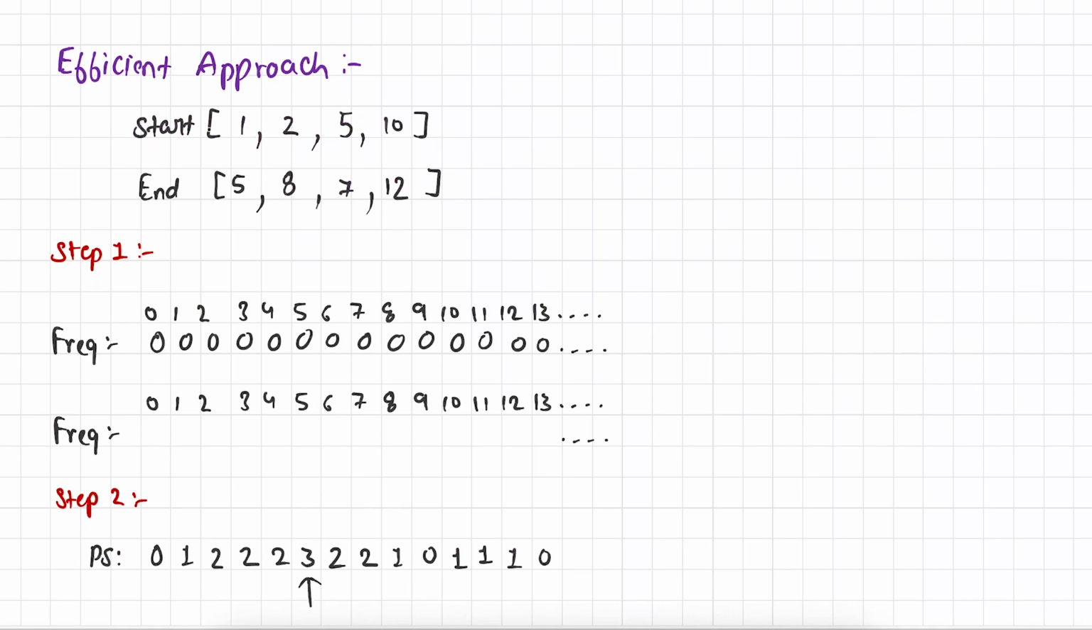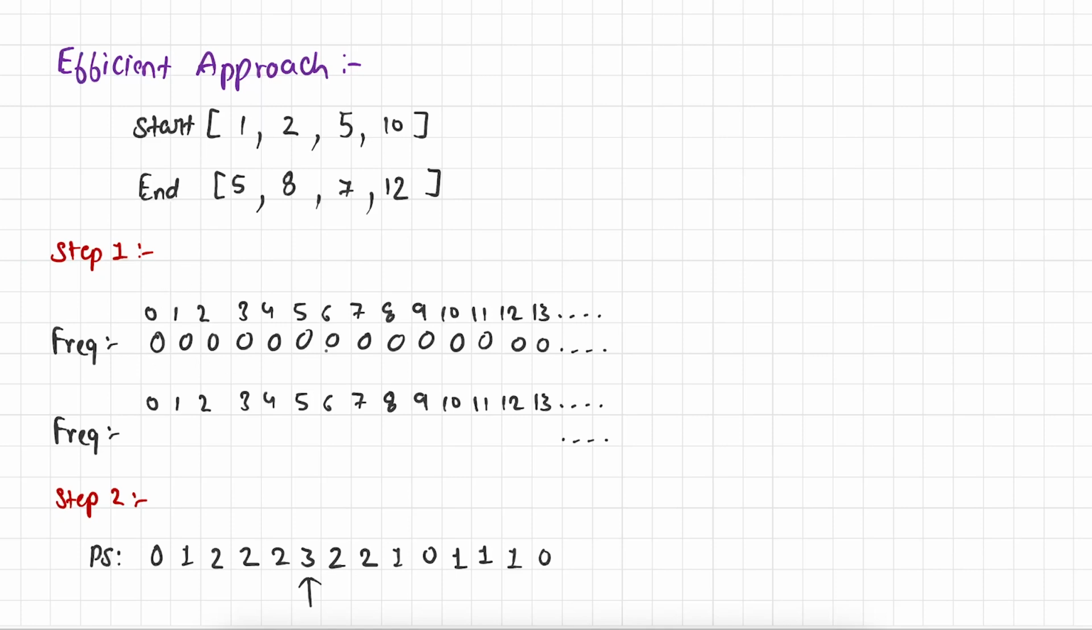So this is our given array, okay? Now in this approach, the first step is to create the frequency array, similar to the previous approach, and initialize all the elements with 0. This is our first step. Now in the second step, instead of traversing all the elements of the range, we just have to mark the beginning and the ending of the range. Let me show you how.